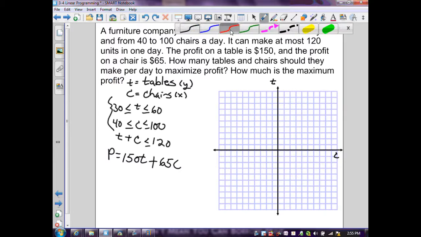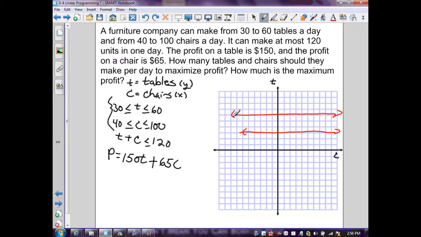Let's start with the constraints. I have T is less than or equal to 60, but greater than or equal to 30. I'm going to let each one of these lines represent 10 units. Therefore, T is between 60 and 30: 10, 20, 30, and that is a horizontal line. Recall that we let T be a value for Y, and 40, 50, 60. Another horizontal line. And I know the shaded region would be between those lines because T is between 30 and 60. C is our value for X. Those will be vertical lines.